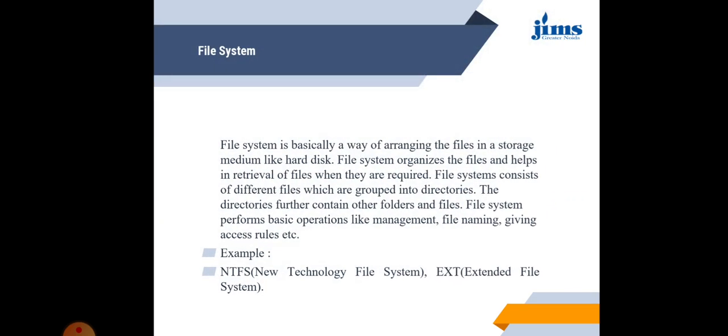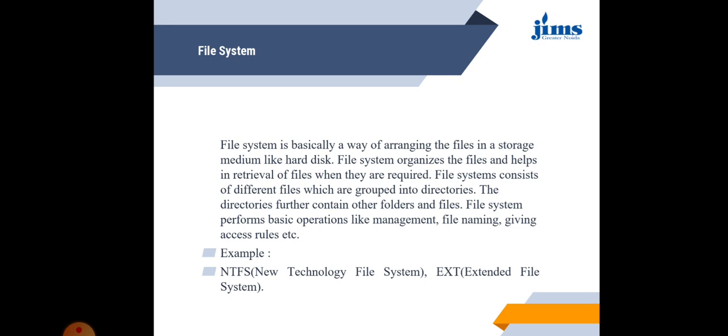First of all, we discuss what the file system is, because we have already discussed the database management system. The file system is basically a way of arranging files in a storage medium like a hard disk. The file system organizes the files and helps in retrieval of files when they are required. It consists of different files which are grouped into directories, and these directories further contain other folders and files. The file system performs basic operations like management, file naming, giving access rules, etc.